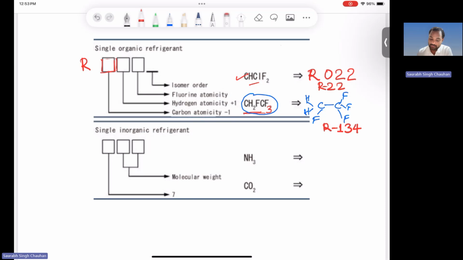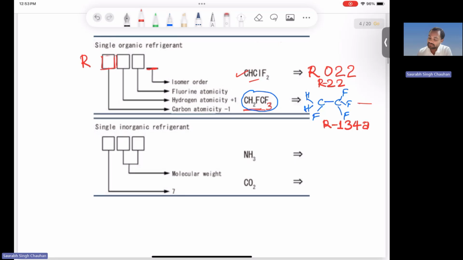And one more space you can see, there can be some letter, like A. A basically represents the isomer order, how these atoms are bonded to form this molecule. So for this particular refrigerant, we can put an A, which basically tells this structure. This is how we name the organic refrigerants.